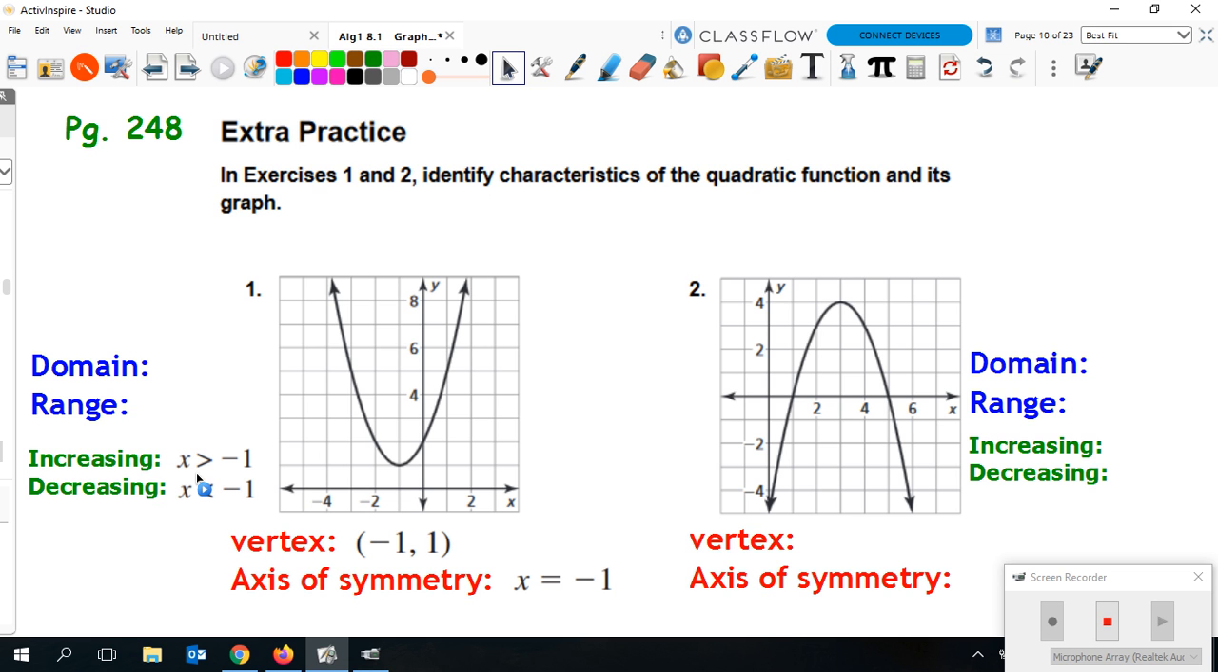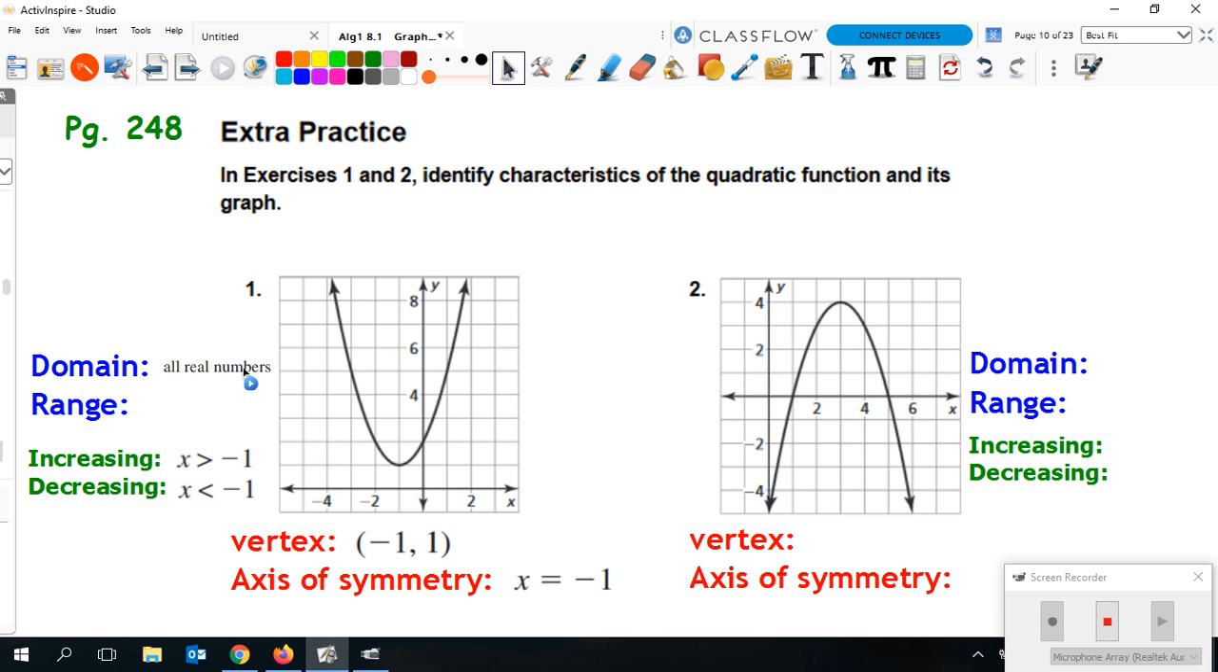Our domain for this, and the domain for every parabola, every quadratic function, is going to be the same. It's going to be all real numbers. So each one is all real numbers. You could even use infinity symbols to say it's going from -infinity to +infinity. That means all real numbers.